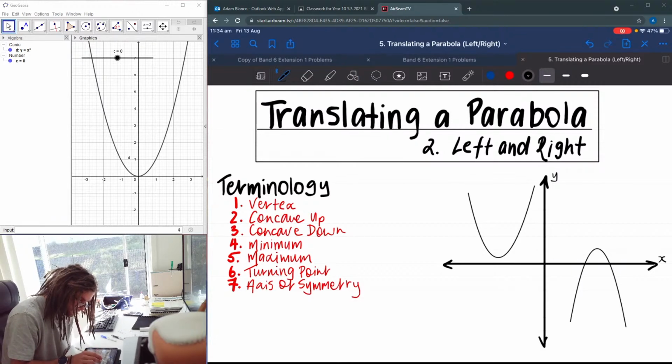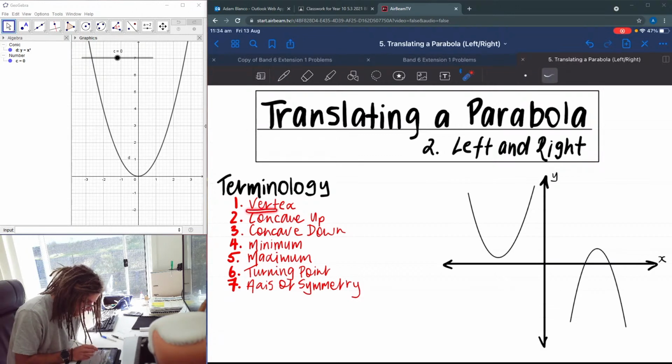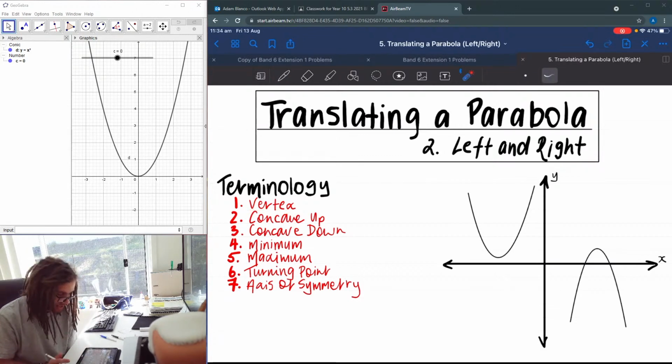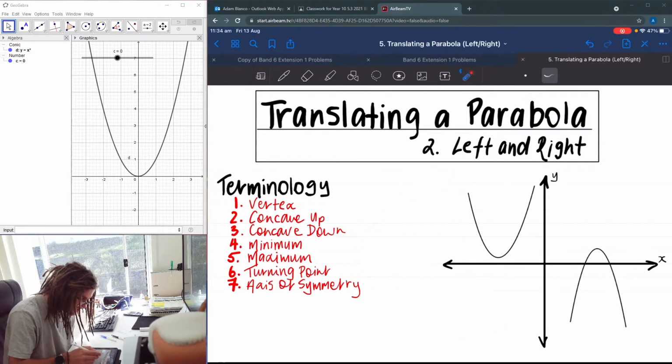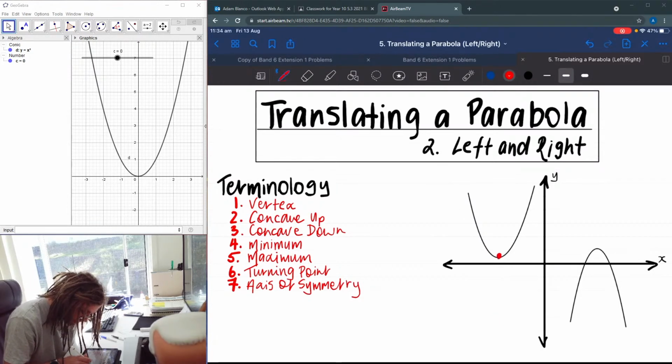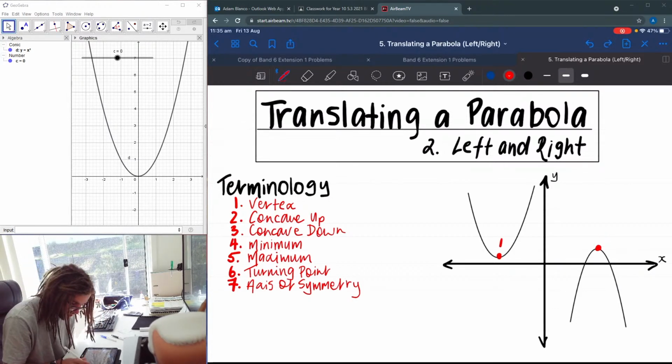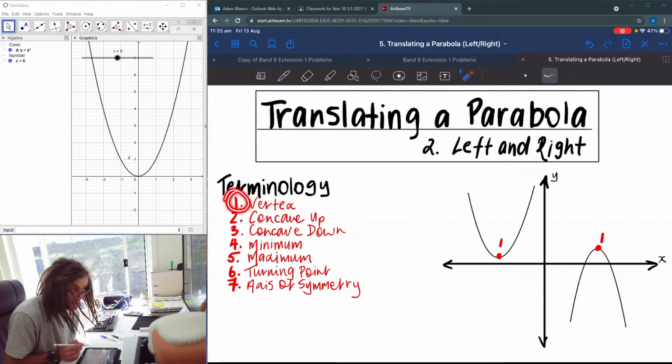Now, the vertex. You might think of a vertex in a shape as the part where it turns. So the vertex is actually the part where the parabola turns. So this point here and here, they're vertexes. Call that one, call that two. I mean one. So I'm labeling it in terms of that.